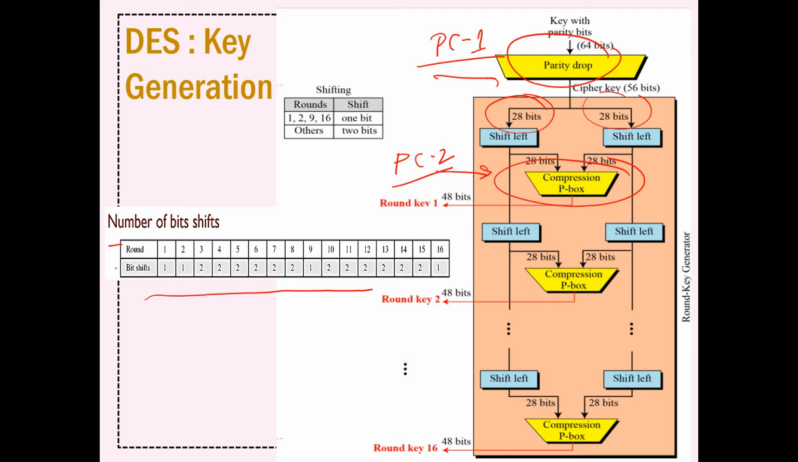You can see the round over here and the number of bits that need to be shifted. That's the logic I told you a while back. So you can observe that for the first round, for the 9th round, for the 2nd round and for the 16th round, there is only a 1 bit change. The rest are all a 2 bit change, 2 bit left shift. The same thing I told you, but this is in a table format, nothing else. Okay?